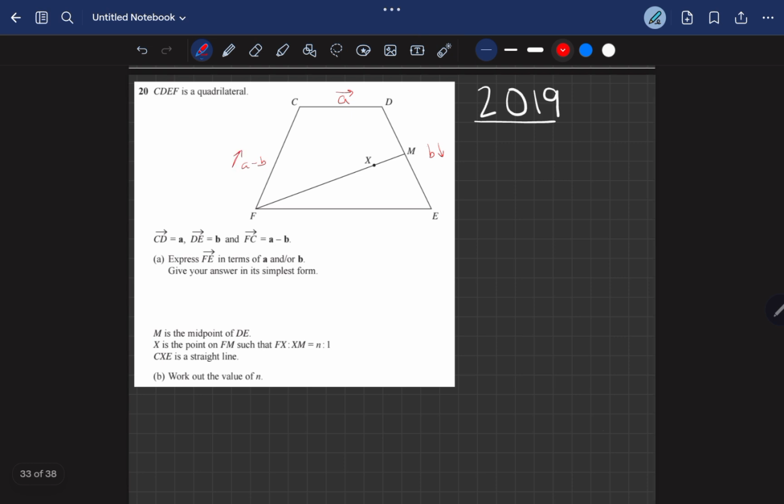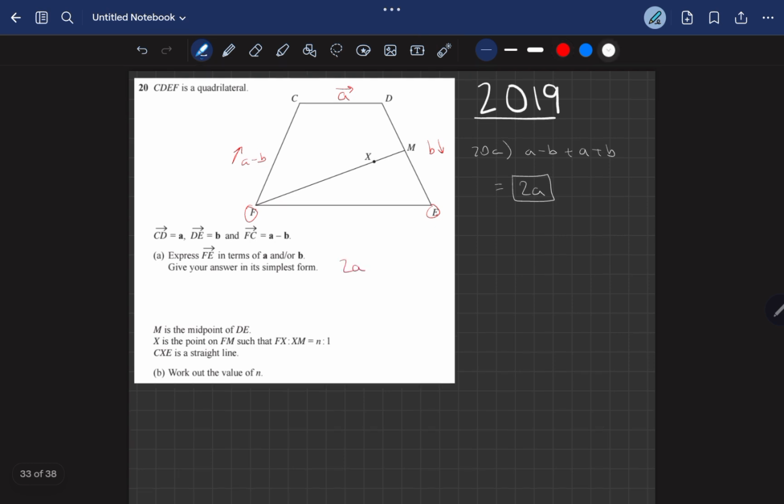Express FE in terms of A and B. Okay, so FE. We're trying to go from here to here. So we can go around this way, from F to C to D to E. Let's just add these up. So we've got A minus B plus A plus B, which gets us to E. And this is equal to negative B plus B cancel out, so this is just equal to 2A. Now, that was nice and easy. Let's look at the next part, where it gets a little bit harder.